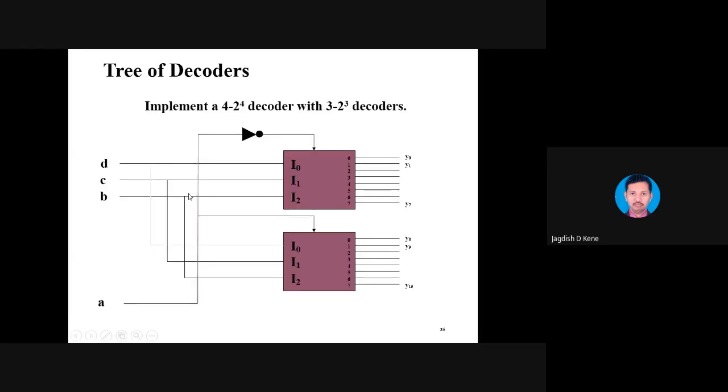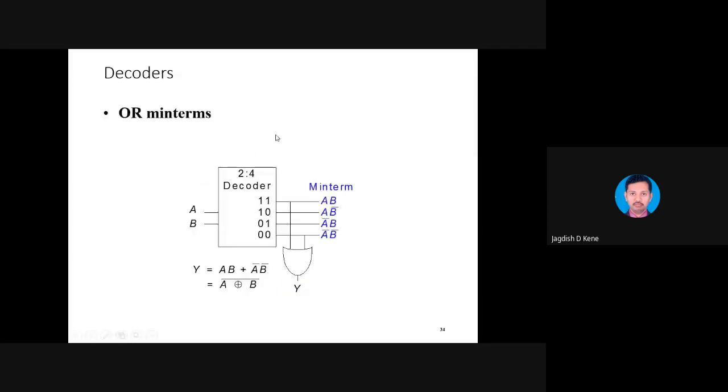So this kind of example comes up based on the decoder. You may design another gate. Suppose we want an AND gate only. Our assignment is to design an AND gate using a 2 to 4 decoder.